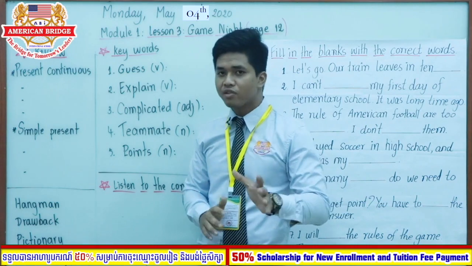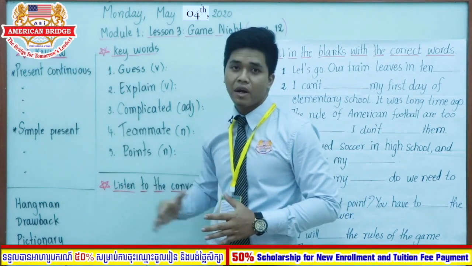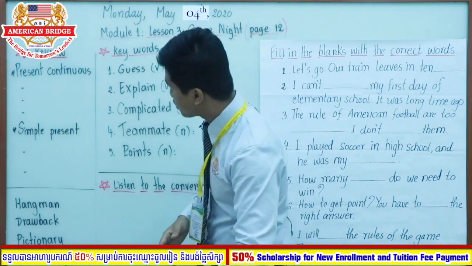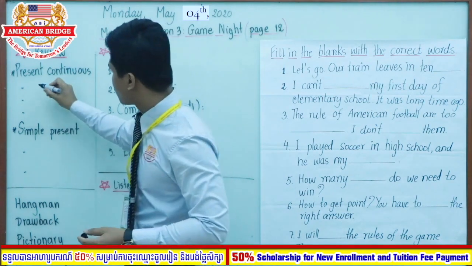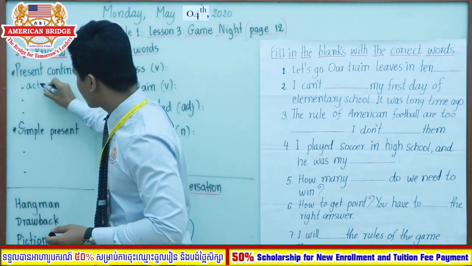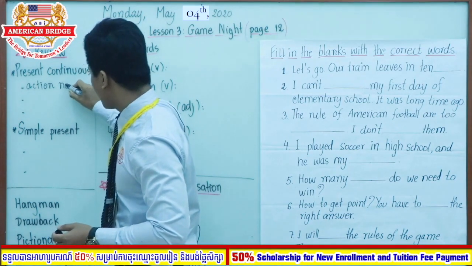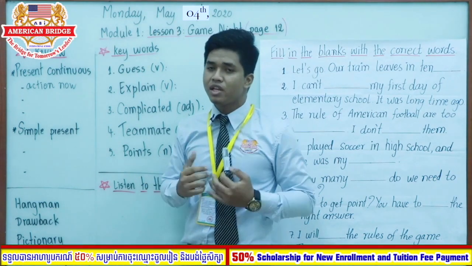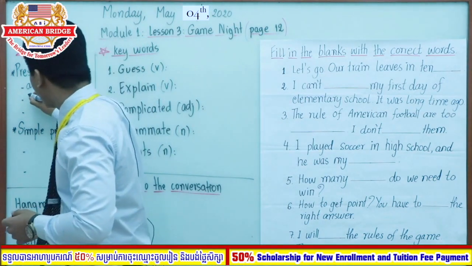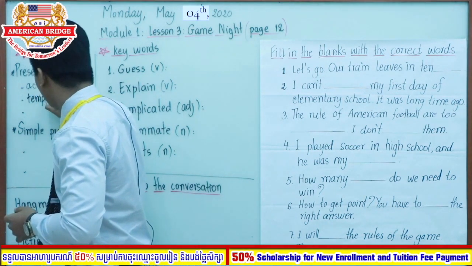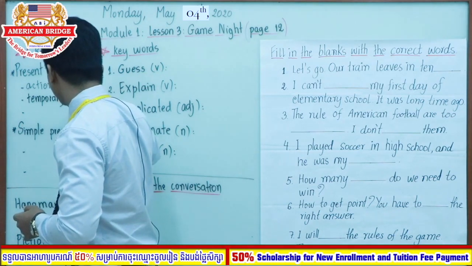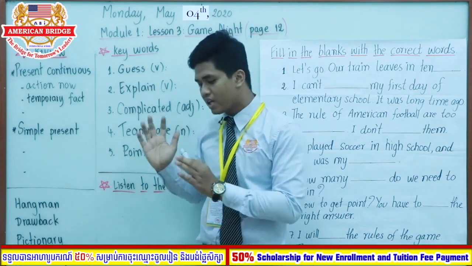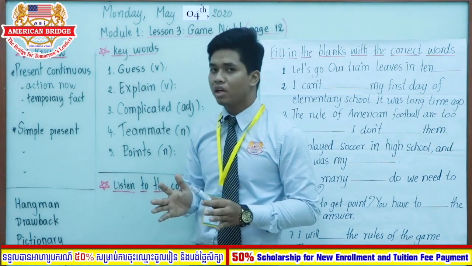I hope you already finished writing the usage for each tense. Now let's check your answers, whether you got the correct answer or not. Okay, the first one, present continuous, we use to talk about action now, which means this action is happening while you are speaking. The second one, they talk about temporary facts. So those facts will change in the future, but right now it is the fact for now only, okay?